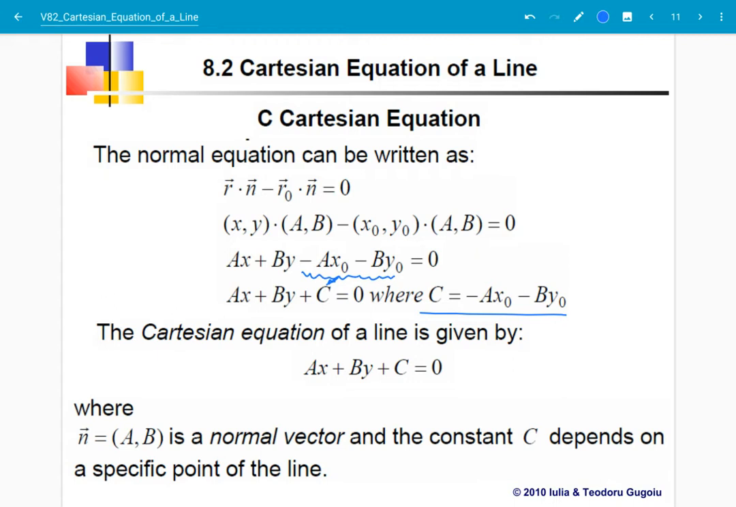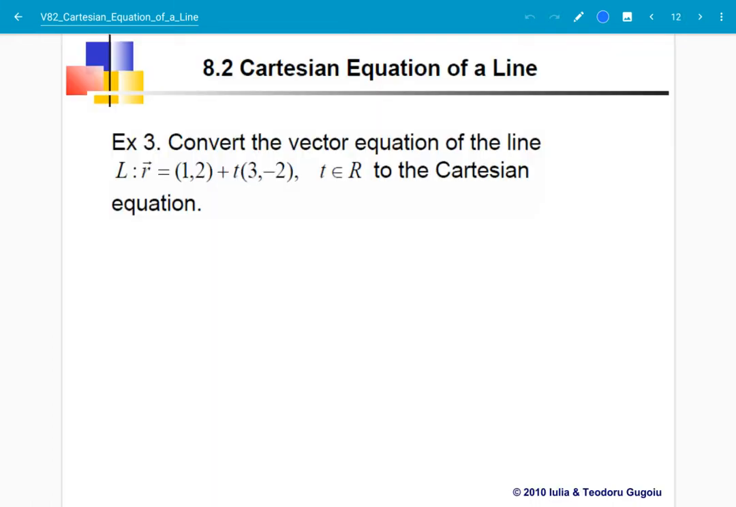Probably called it standard form in grade 9. The key thing is that the coefficients of x and y are the components of the normal vector. And c depends on a specific point on the line. It has to do with what x naught, y naught are. So if you take x naught, y naught, or r naught, and dot that with A B, you get C. But I don't usually do it that way, and we're going to do an example here, and you can see how we usually find C.